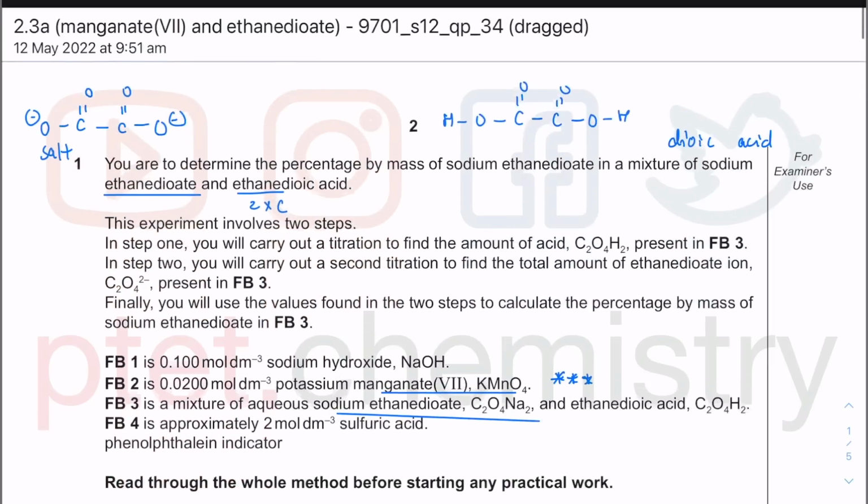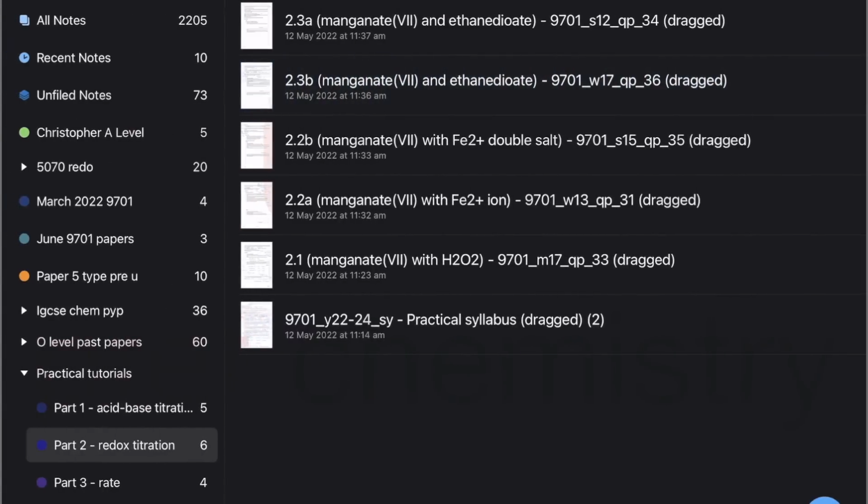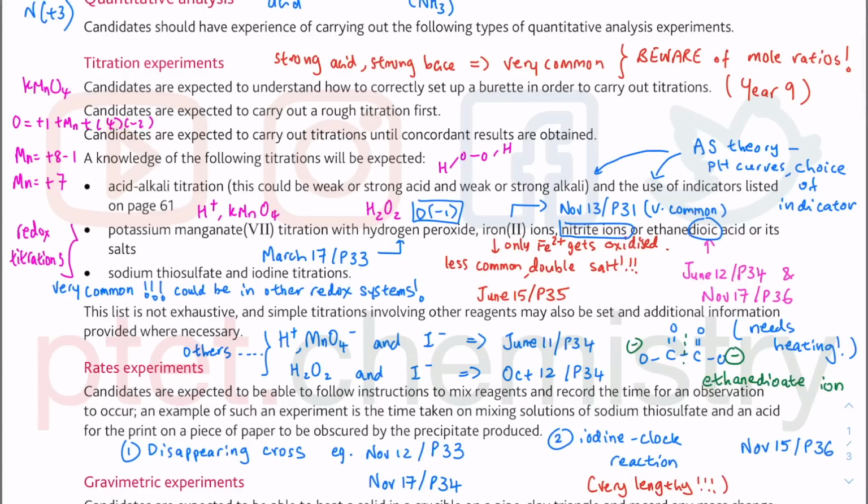And this is also quite a recent paper. Well, not recent, like 10 years ago at the moment I'm making this video. So this is June 2012, paper 3.4. So it's not like it hasn't come up before. It is something that is in the syllabus. I've just completed almost everything except for the nitrite. I couldn't find a question on that. So they could potentially ask you that next time, but it will have a similar kind of concept.